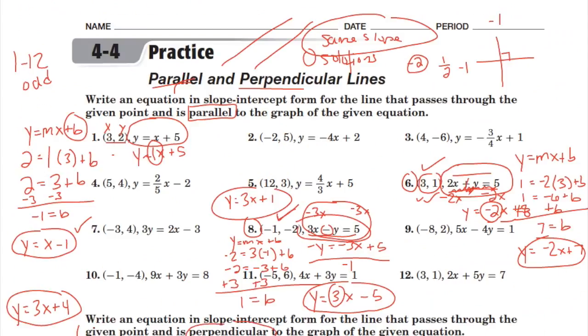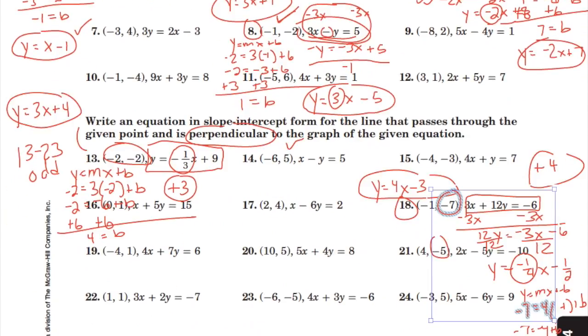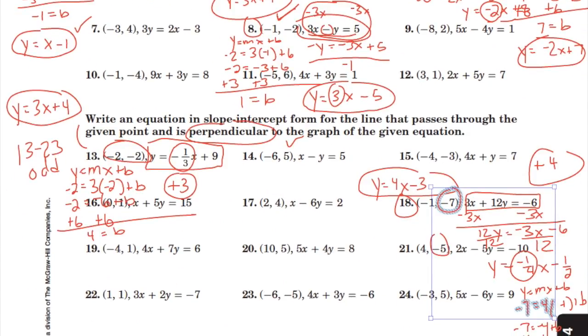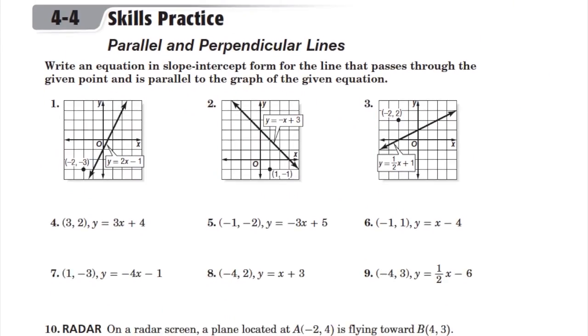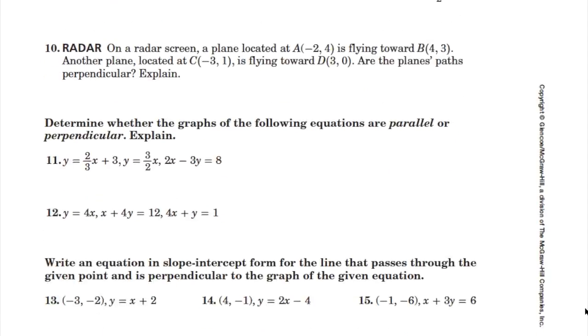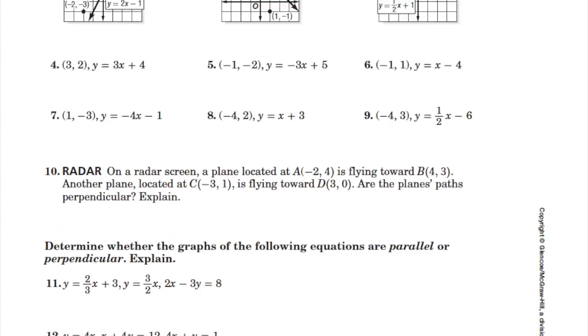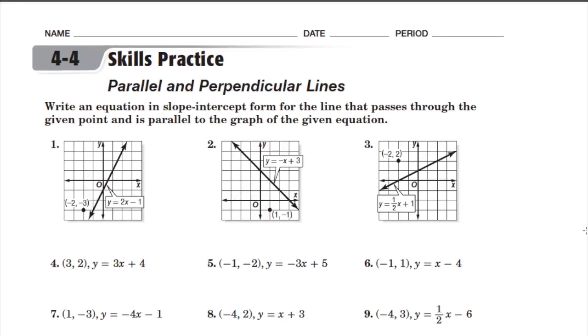I'd like for you to do 1 through 11 odd, and then 13 through 23 odd. So essentially 1 through 23 odd. And then coming down to your skills practice, this worksheet I'd like for you to try 2 through 18, okay?